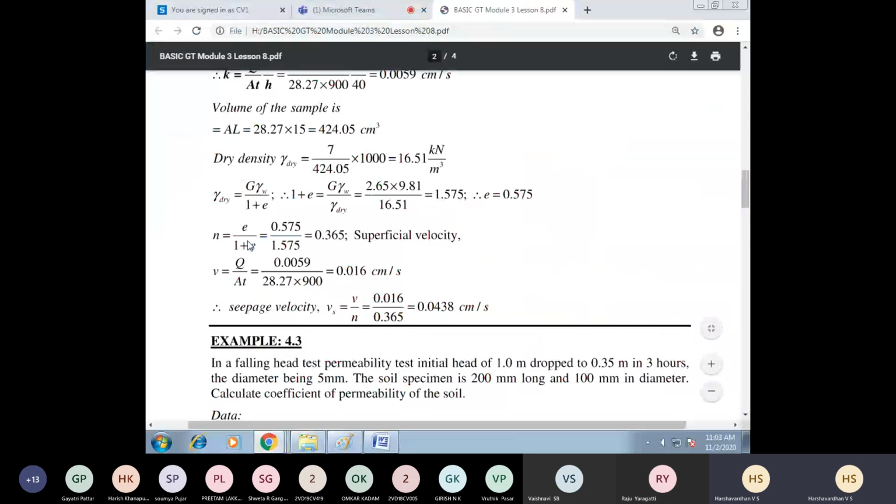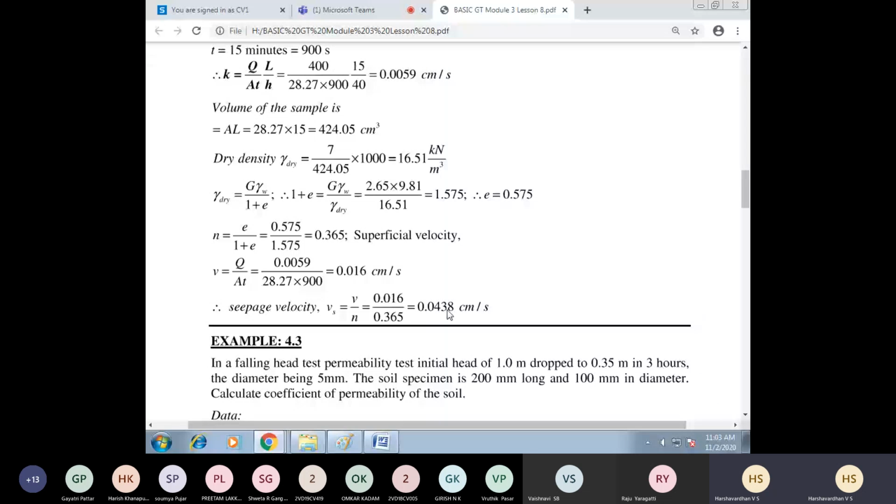So if you substitute n here, the velocity is 0.016 centimeter per second. Seepage velocity will be actual velocity divided by porosity. Actual velocity is 0.016 centimeter per second. Porosity is 0.365. So seepage velocity will be equal to 0.0438 centimeter per second.